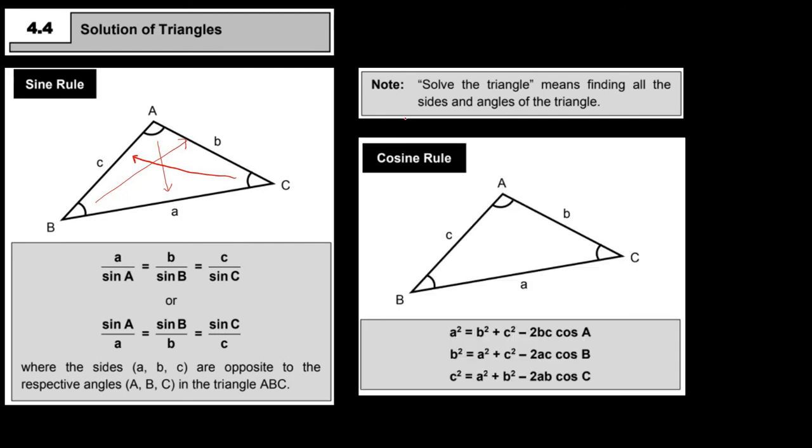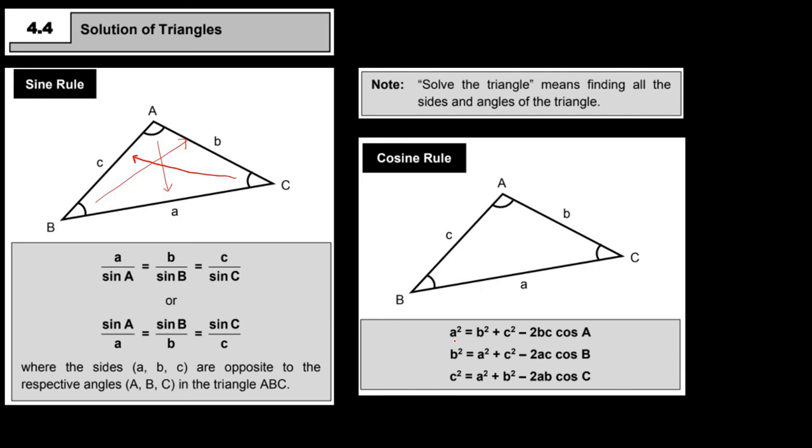The next rule under solution of triangle is cosine rule. So again, we have this triangle. The small letters a, b, c represent the length of the side, and the capital letters A, B, C represent the size of the angle.